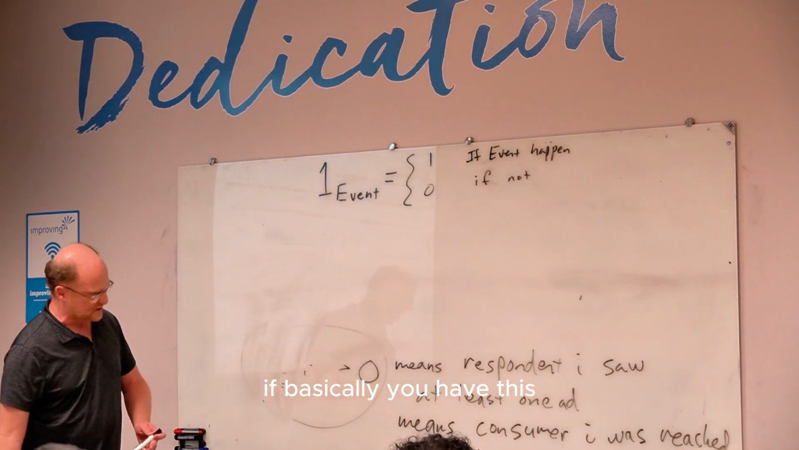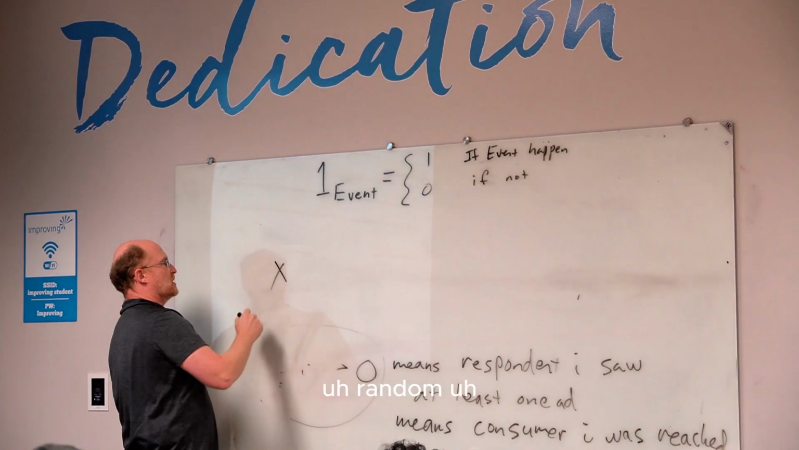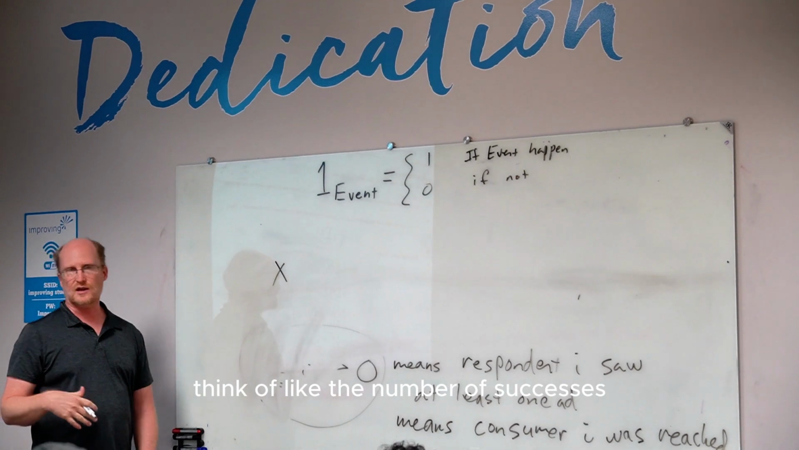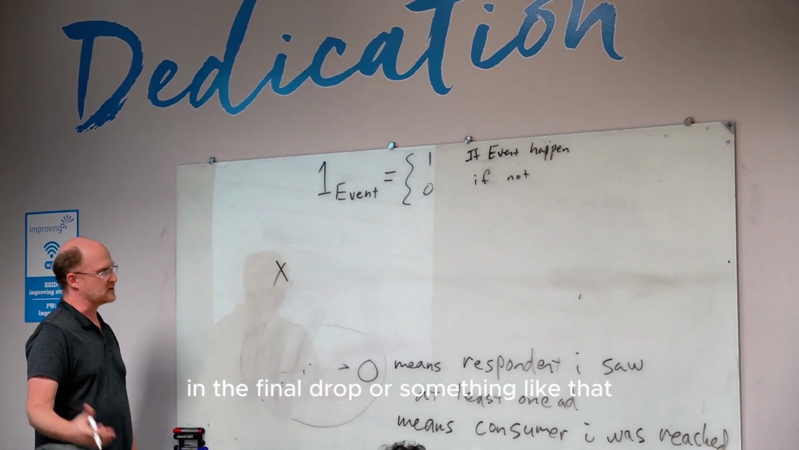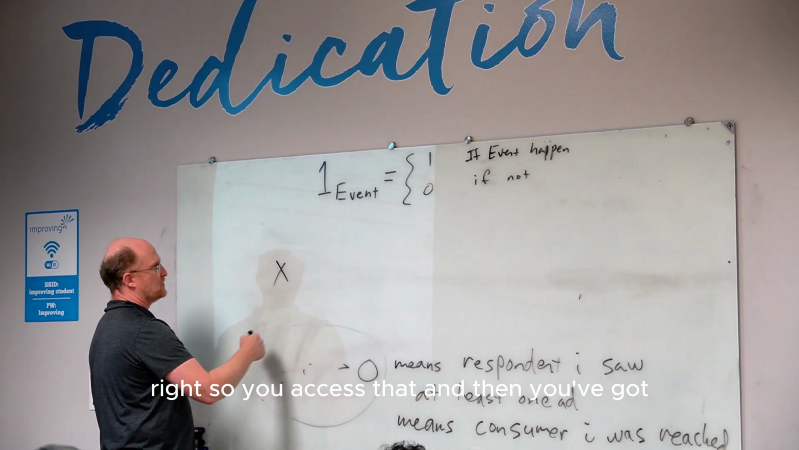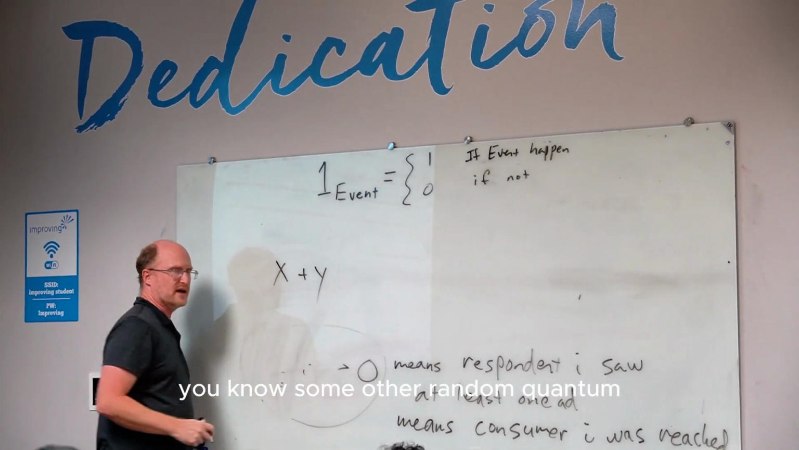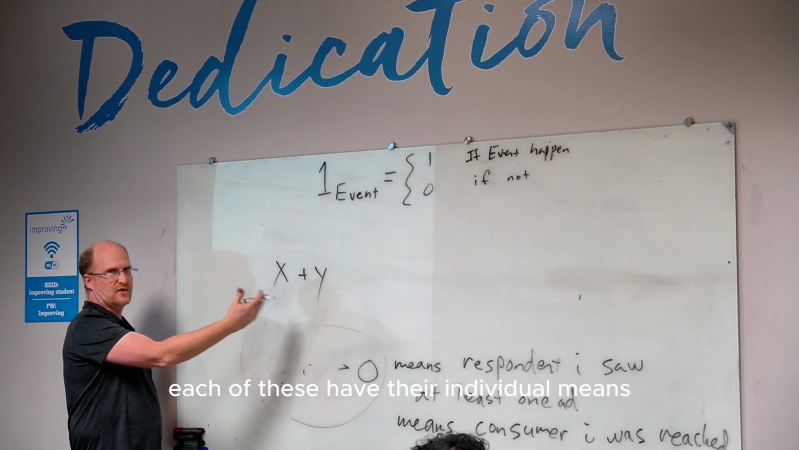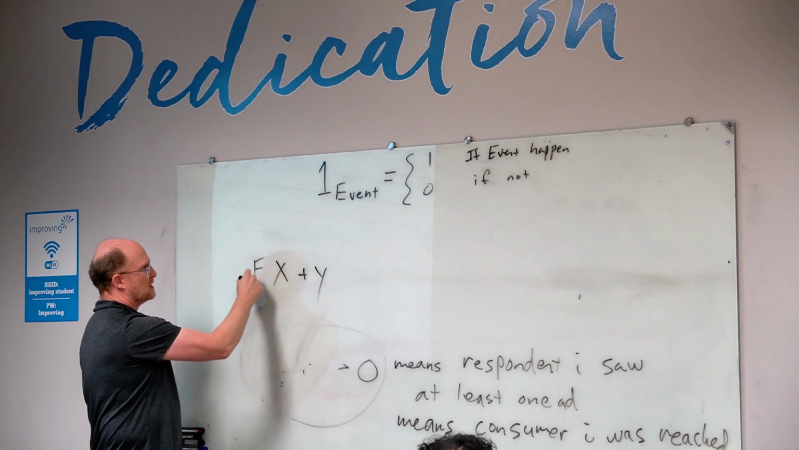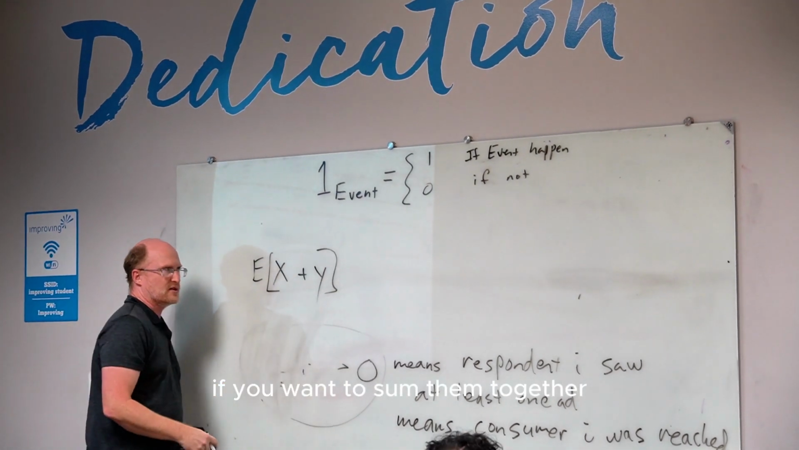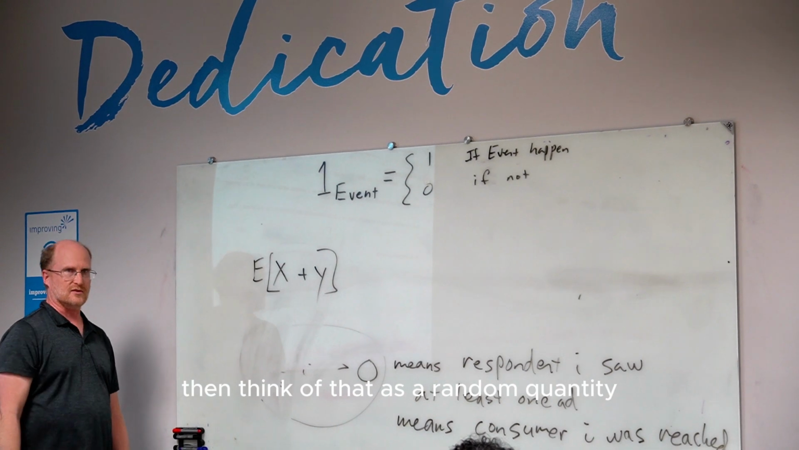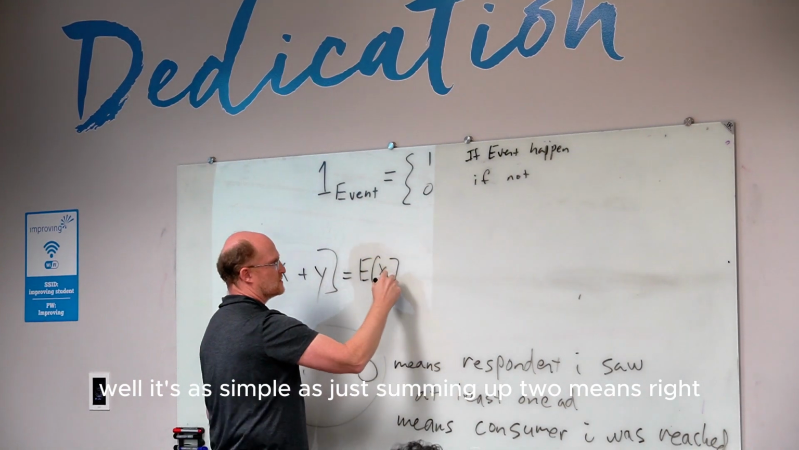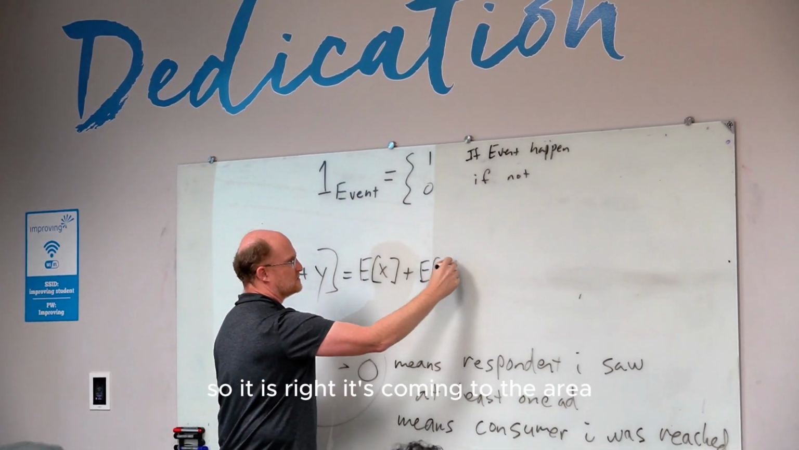If you have two random quantities, think of the number of successes in a binomial trial, say X is that, and then you've got some other random quantity. Each of these has its own mean or expected value, but you want to sum them together and think of that as a random quantity. Well, it's as simple as just summing up the two means. That's all it is. It's called linearity.